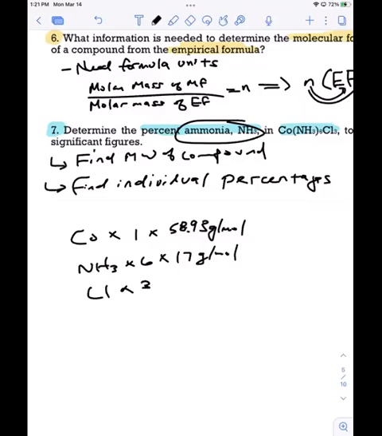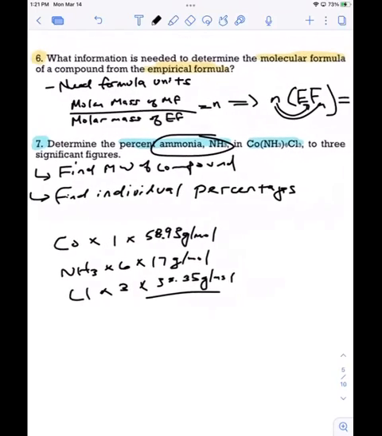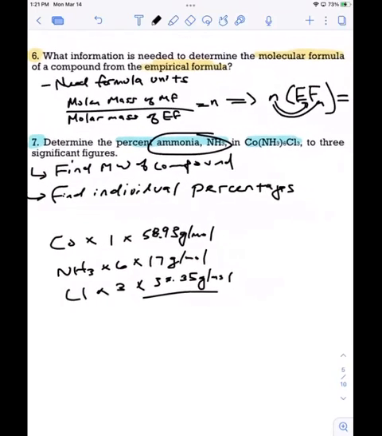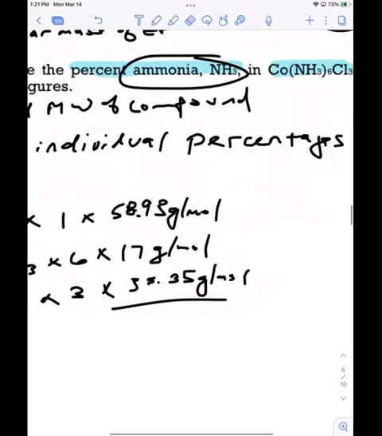And then the chlorines, we're going to take that, so that'll be times 35.35 grams per mole. Right, so what's my total here? My total molecular weight for that cobalt complex. What is the last number? Oh, I'm sorry, it's 35.45. Okay.